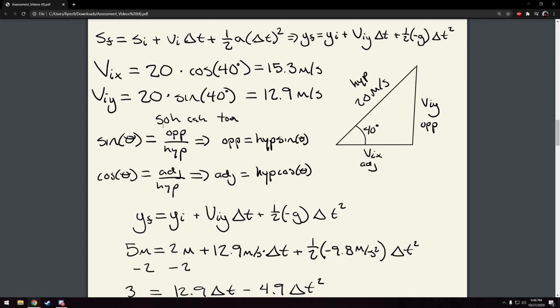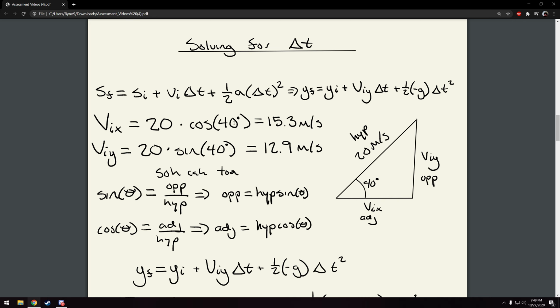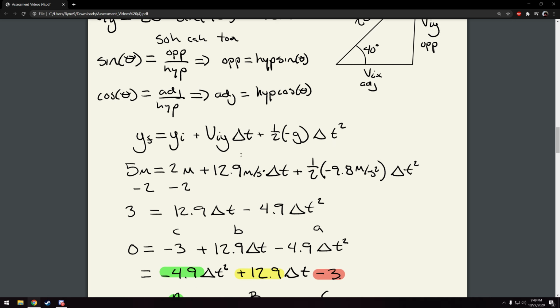So if you don't know any trig, what I can say is SOHCAHTOA. You use SOHCAHTOA. Sine is equal to opposite over hypotenuse. Cosine is equal to adjacent over hypotenuse. You solve for adjacent, solve for opposite, and you get hypotenuse sine, hypotenuse cosine, right? So v initial x is equal to 20 times cosine 40 degrees. V initial y, 20 times sine 40. Right. Easy stuff.